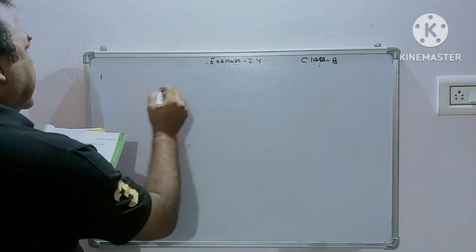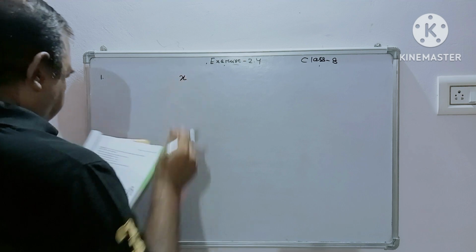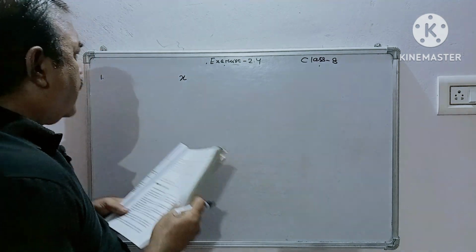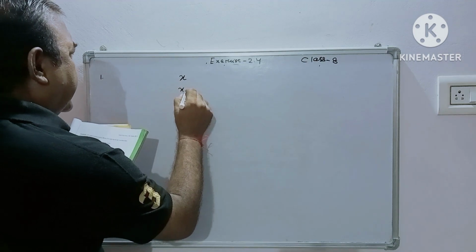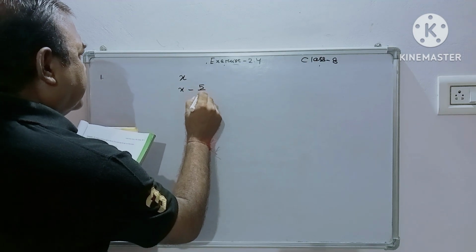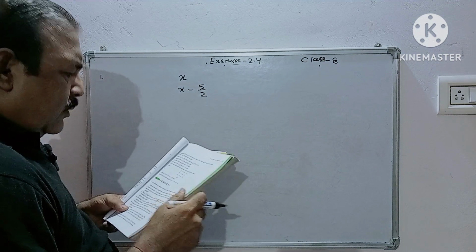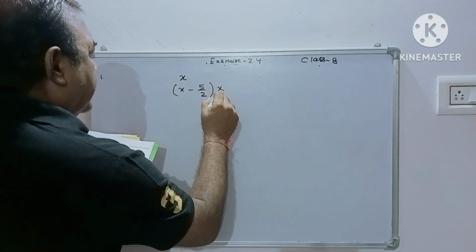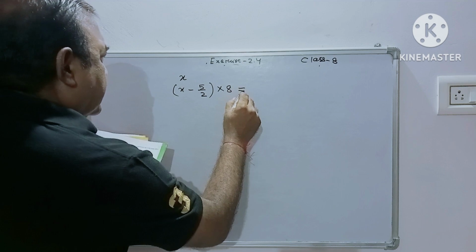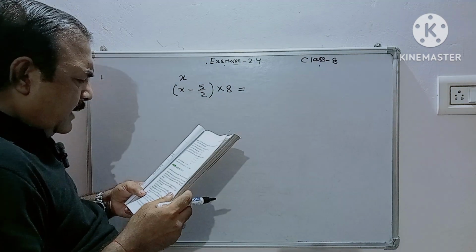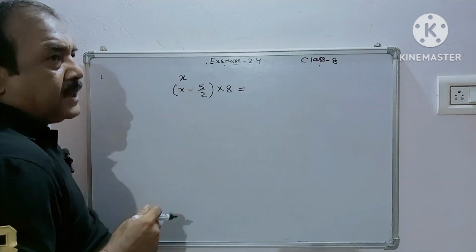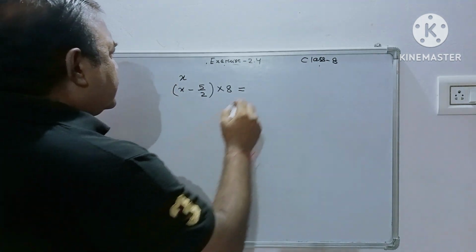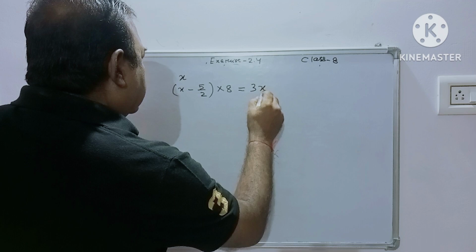Okay, so let the number be x, and we have to subtract 5 upon 2 from it. So the result is x minus 5 upon 2. And we have to multiply the result by 8. Then you multiply by 8. That will be equal to 3 times the same number she thought of. Amina thought the number to be x. So 3 times, that means that is 3x.